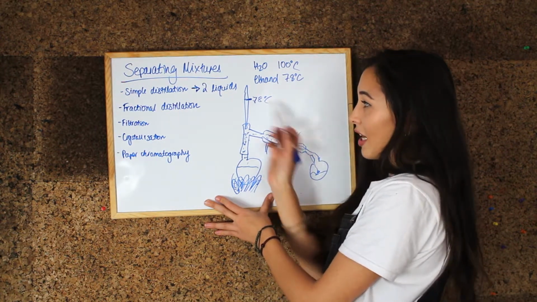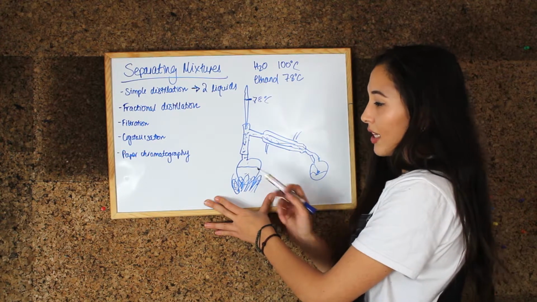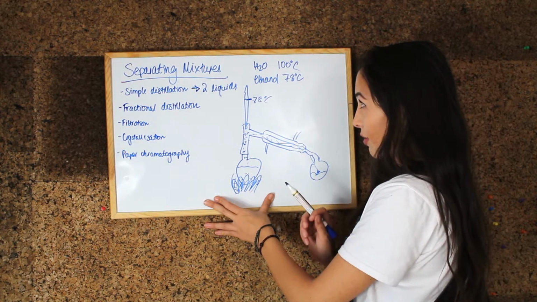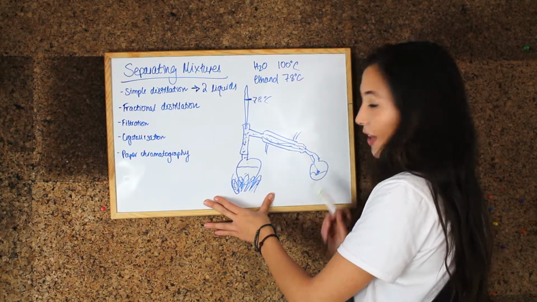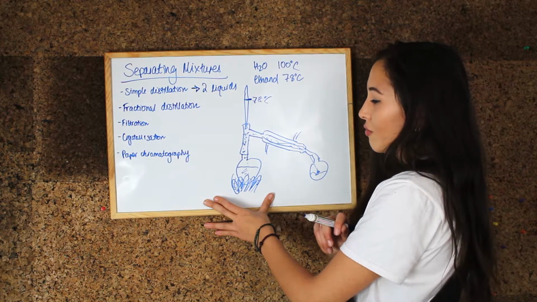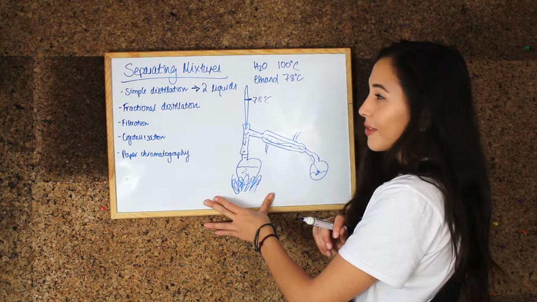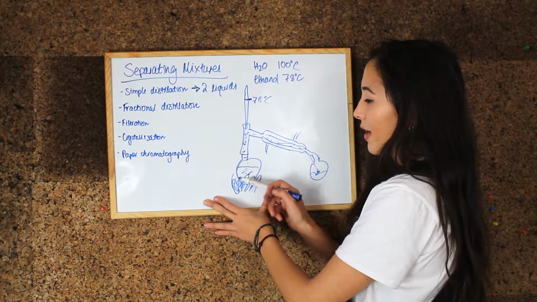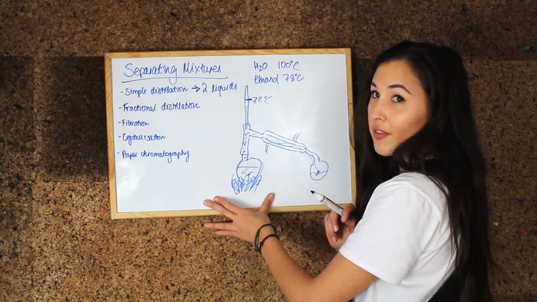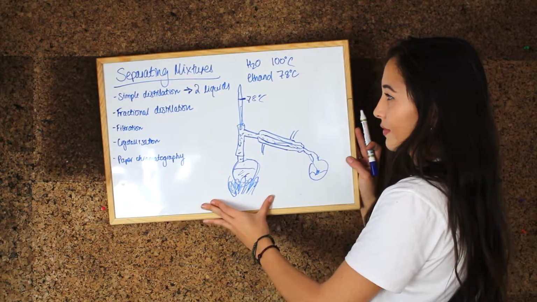So whatever doesn't come off at that point should be water. Either you can do it in two doses if you know you have pure ethanol or water, or you can just remove the ethanol first and then, hey presto, you have water left in your round bottomed flask. So we have the round bottom flask here, a thermometer here, and the condensing tube over here. That's simple distillation, for two liquids.